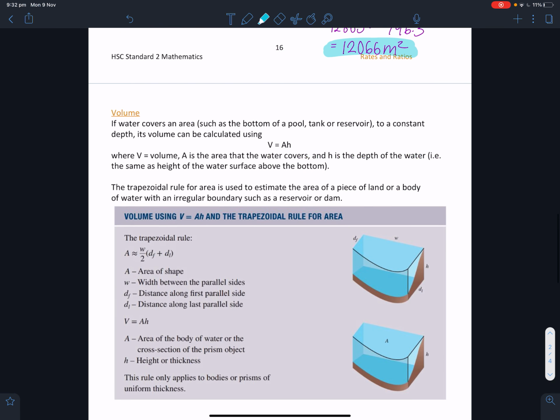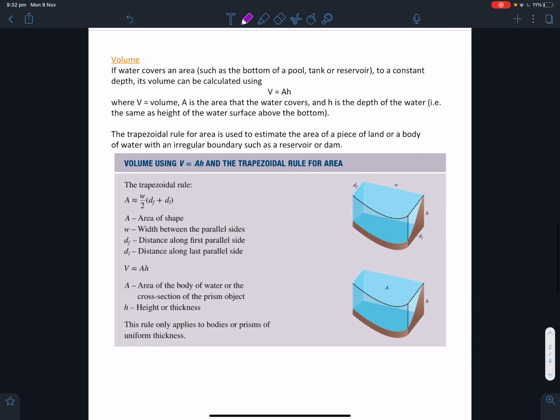Alright, and last one, volume. Okay, so this is a really quite an important exercise. I know you have looked at the trapezoidal rule in year 11, so you should be pretty familiar with it. It seems to come up in every exam, whether it's a trial or a HSC or even an in-school exam, we try to include them a lot because you need to be very familiar with them.